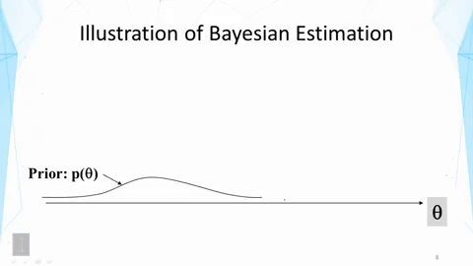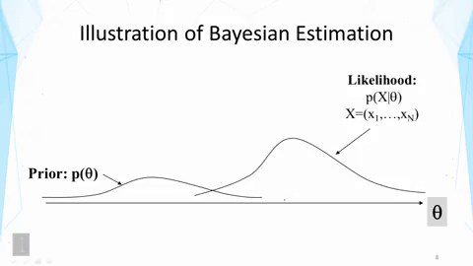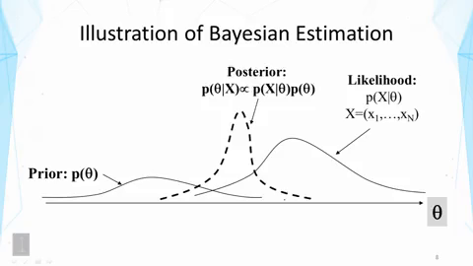And then we have our data likelihood. In this case, the data also tells us which values of theta are more likely, and that just means those theta values can best explain our data. And then when we combine the two, we get the posterior distribution. That's just a compromise of the two. It would say that it's somewhere in between.